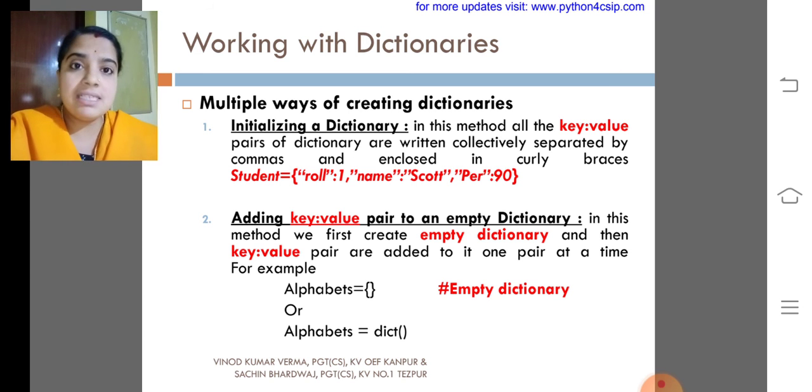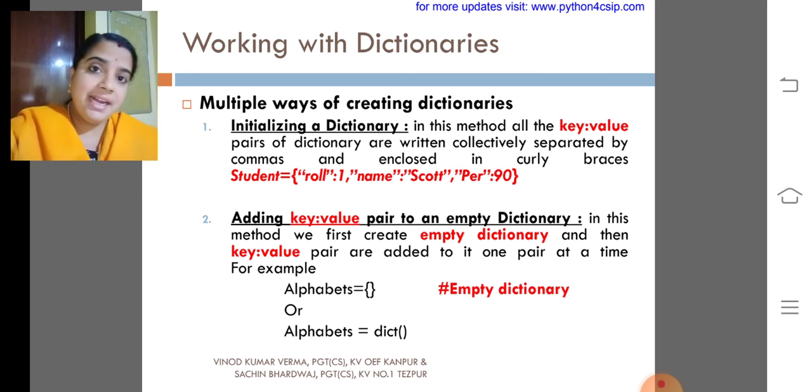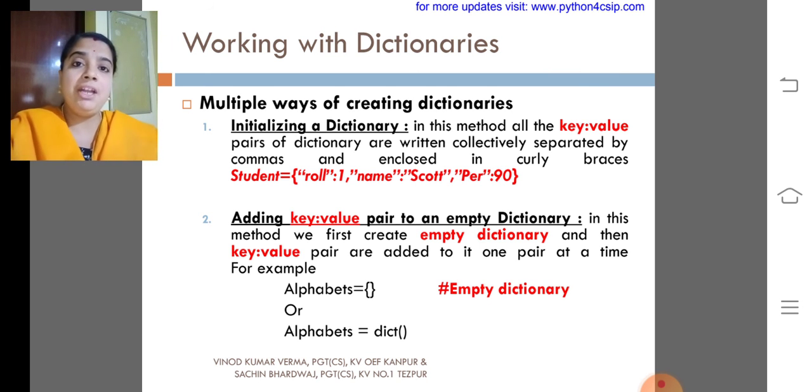Then alphabet is equal to dict() function. Here I used dict(). As we studied, in list we have the list function, in tuple we have tuple, for string we have str. Like that, for dictionaries also we have the dict function to create a dictionary or to convert anything into a dictionary.